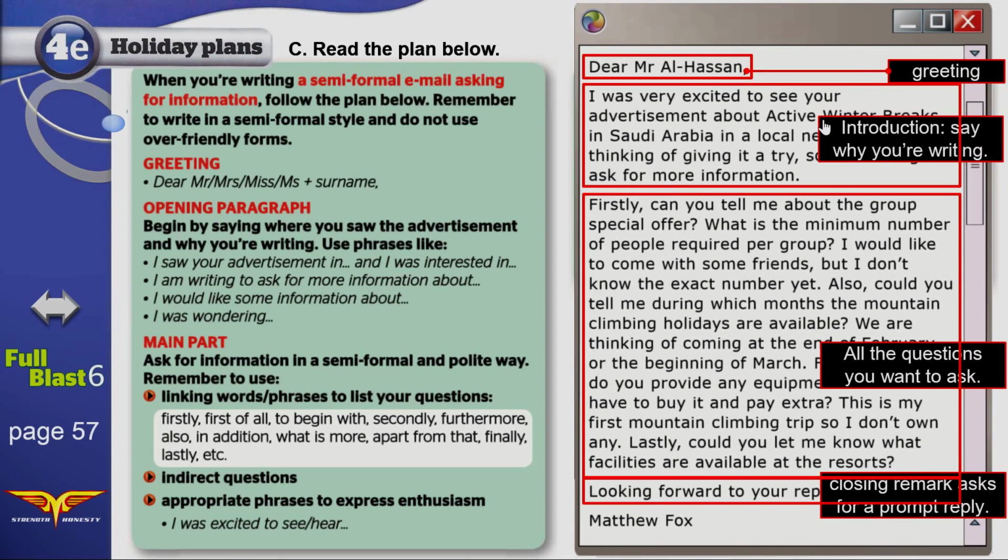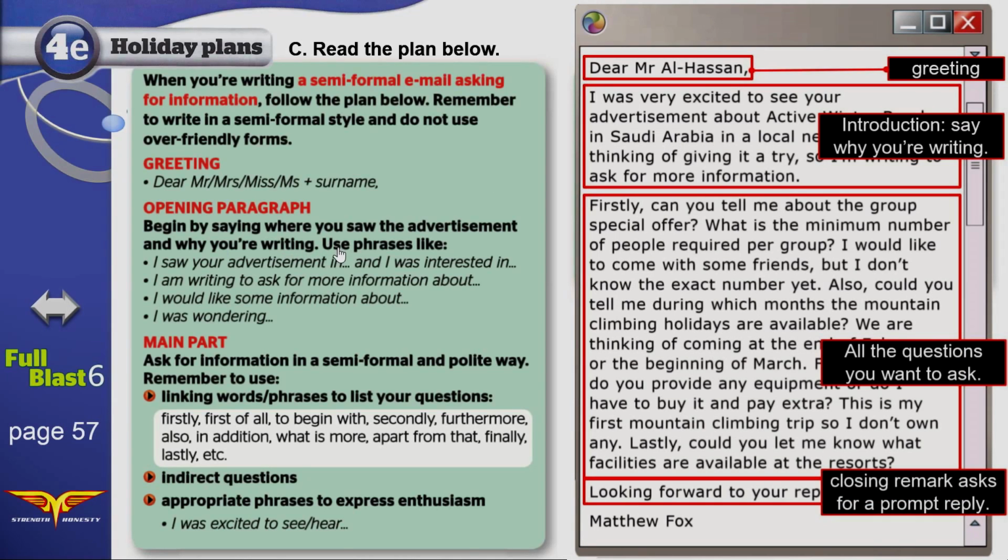I saw it in a local newspaper. And why you are writing: I am writing to ask for more information. Use phrases like, I saw your advertisement in, and I was interested in, or you can use I am writing to ask for more information about, I would like some information about, I was wondering. Any of these would be fine.